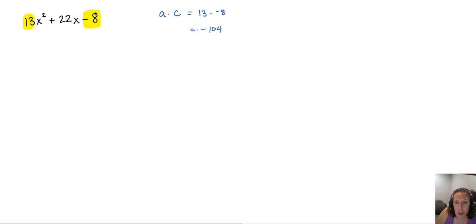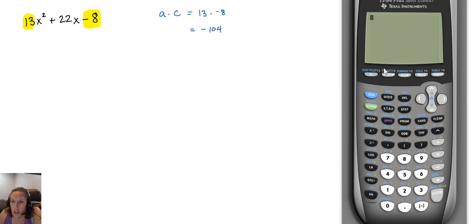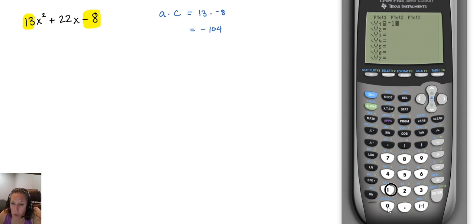Well, I'm not as familiar with the factors of negative 104 as I am 63, so let's involve our calculator on this one. All right, so if we pull out our calculator, we can go to our y equals menu, and we're going to put this number here, negative 104, divided by x, and this is going to help us come up with a list of factors.